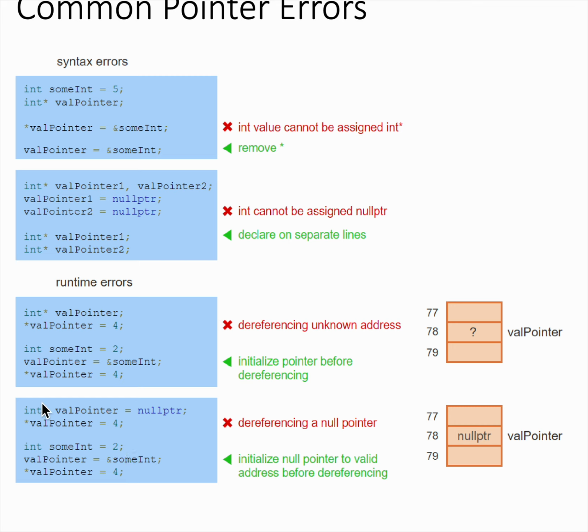Therefore, to prevent this type of error, we create an integer, some int, to be 2. We reference the address of some int, and we dereference val pointer and assign it to 4. So now we're changing some int because we have the address, the memory address of some int.